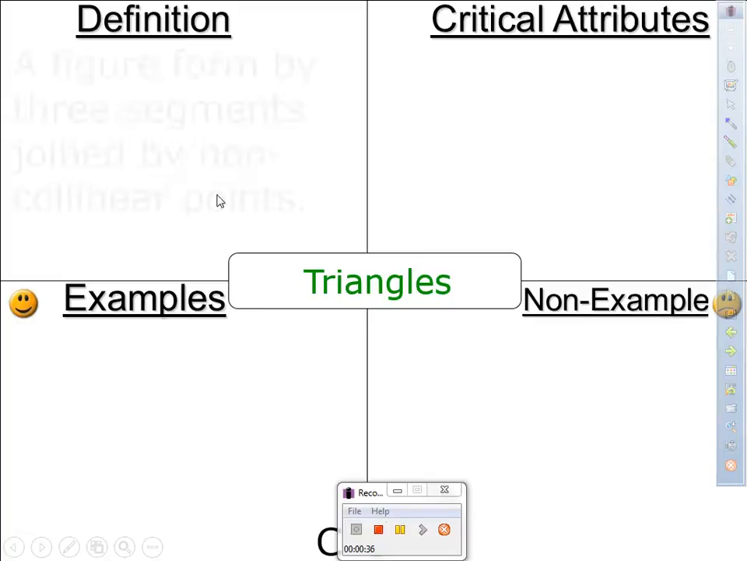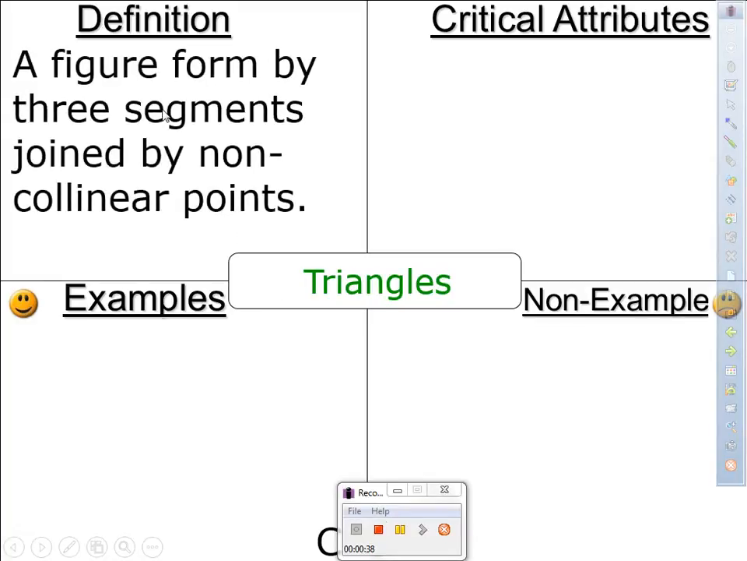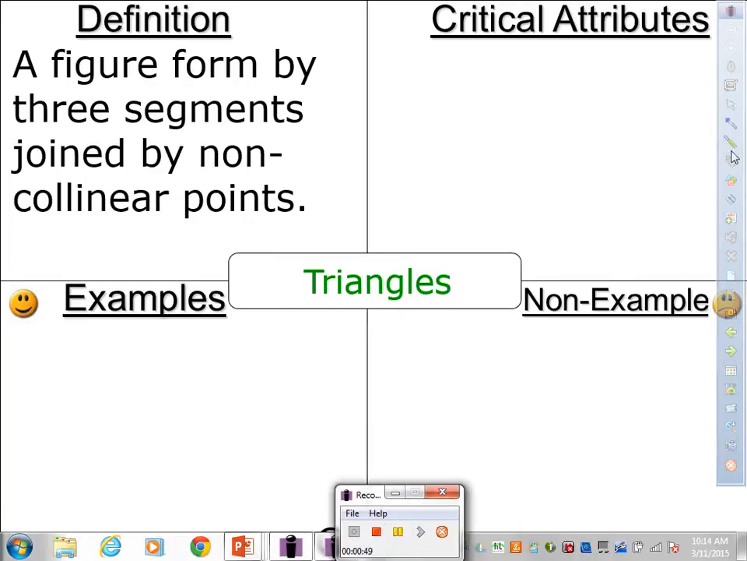Triangles are a figure formed by three segments joined by non-collinear points. Copy that, please. Examples.